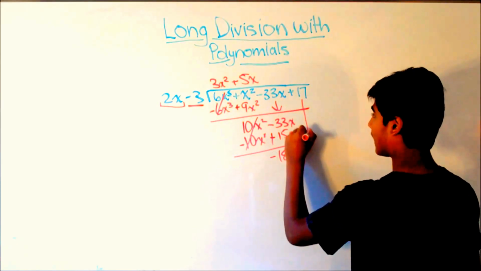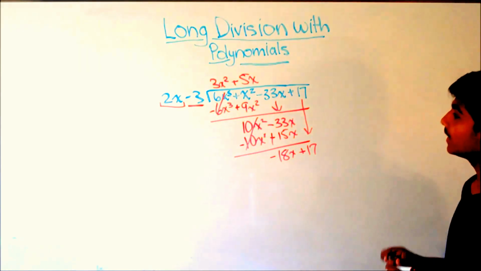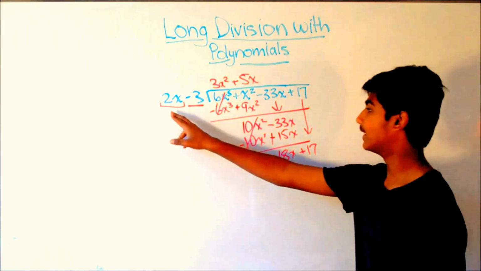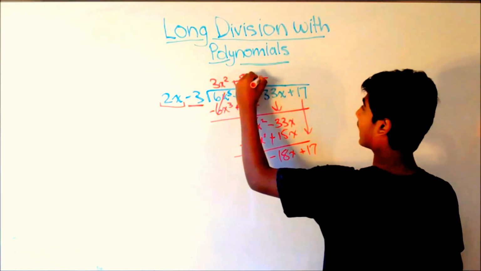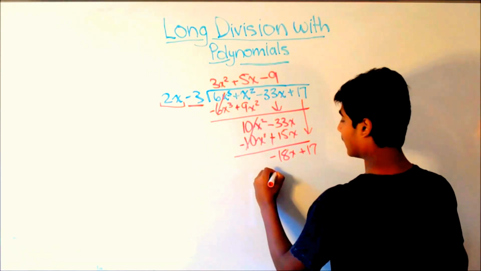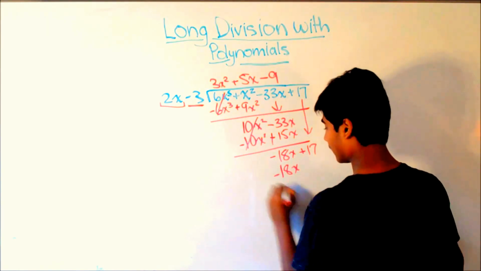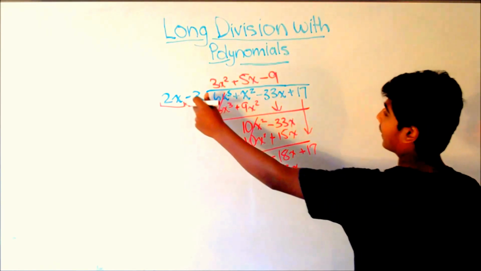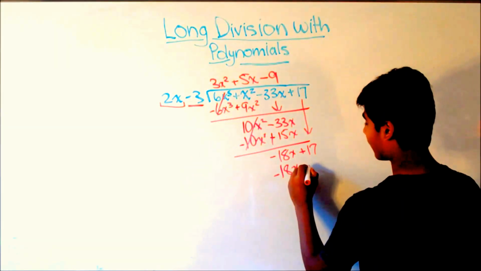Now we have to take this down. It would be plus 17. So how many times does 2x go into negative 18x? Well, it goes negative 9 times. So it'll be negative 18x, and negative 3 times negative 9 is plus 27.